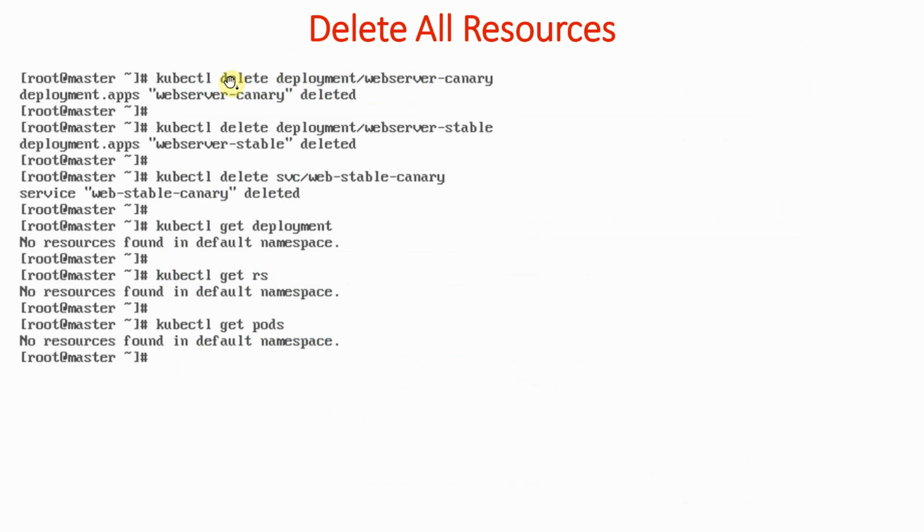Now we want to delete all the resources. So kubectl delete deployment web server canary, that got deleted. Then we are going to delete the stable deployment, that got deleted. Then we want to delete the service also, web stable canary, that got deleted. Then verify by using the commands kubectl get deployment, get rs, get pods. So you will see no resources found.